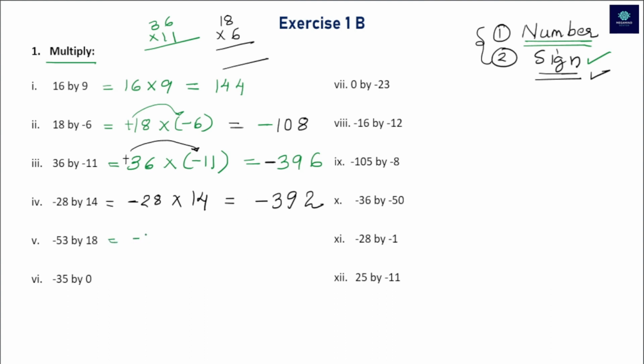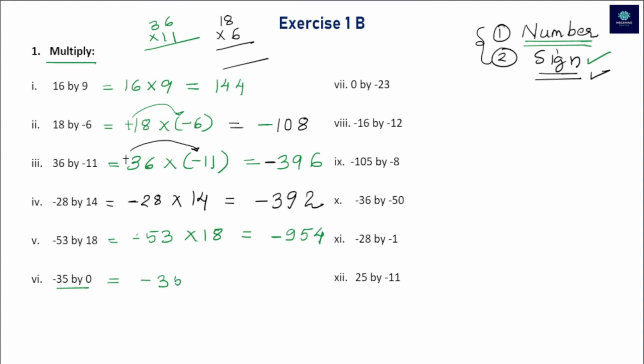Next question. Minus 53 into 18. Now multiply first 53 and 18. You get here 954. And now put the sign. So minus 18 is positive. So minus plus is minus. So your answer is minus 954.